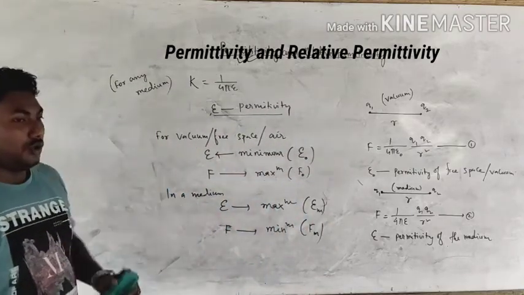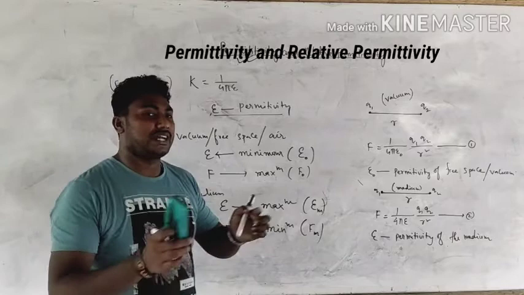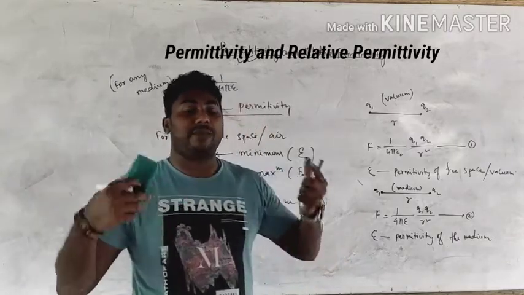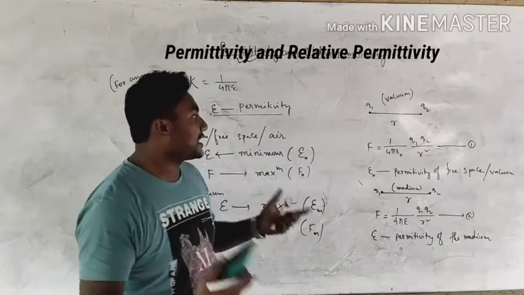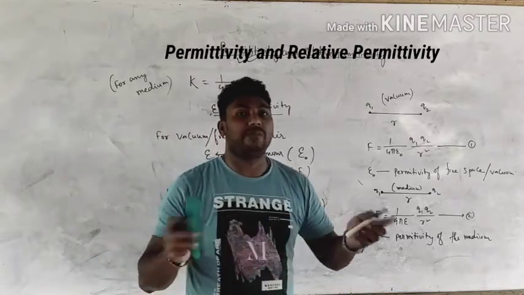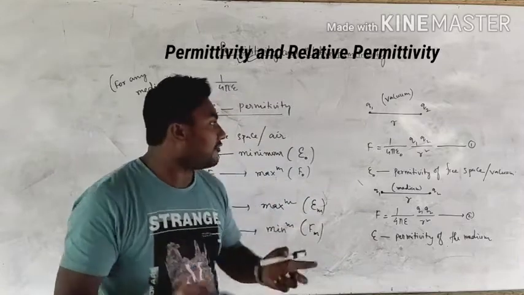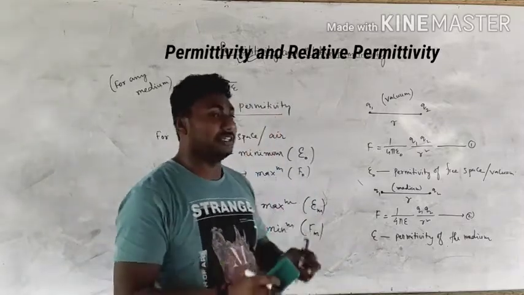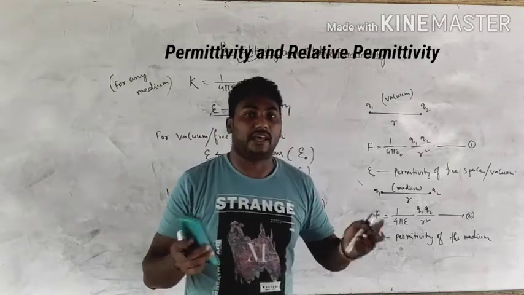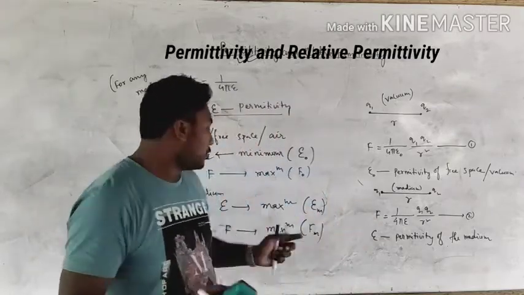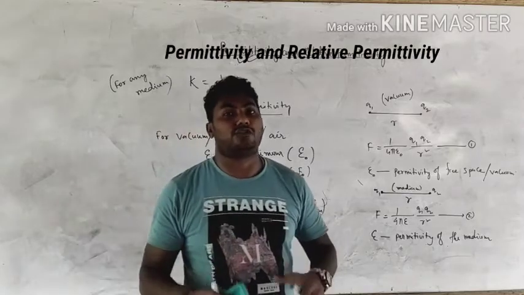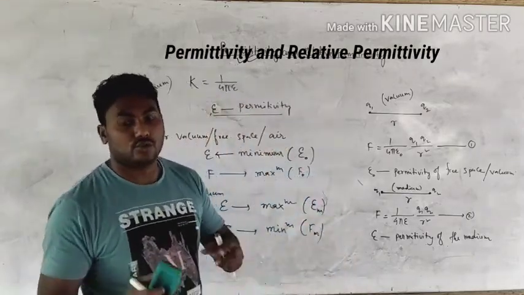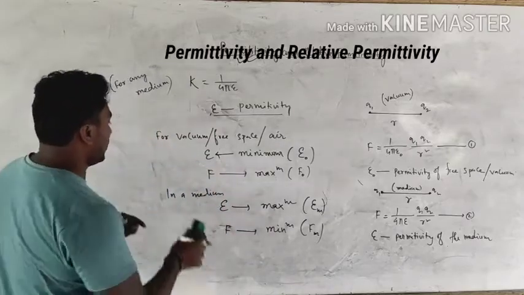So what is the conclusion we have got? When the two charges are placed in a vacuum, the force is maximum, because there is no medium which will affect the force between the two charges. But when the same charges separated by the same distance are kept in a medium, because of maximum permittivity, the force becomes minimum. So these two conditions you have to remember.